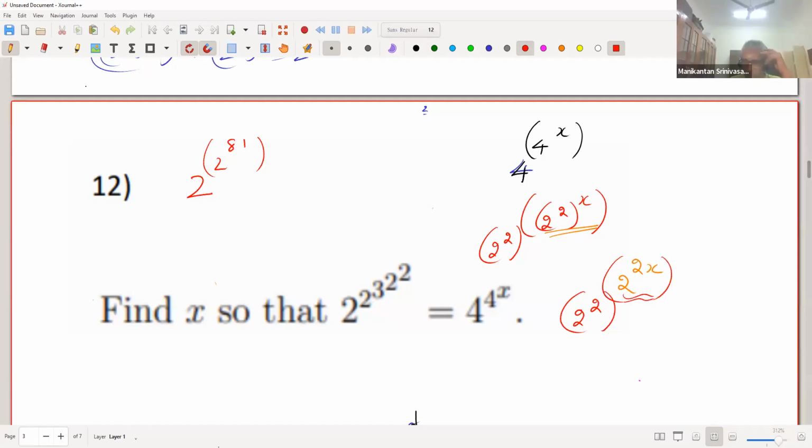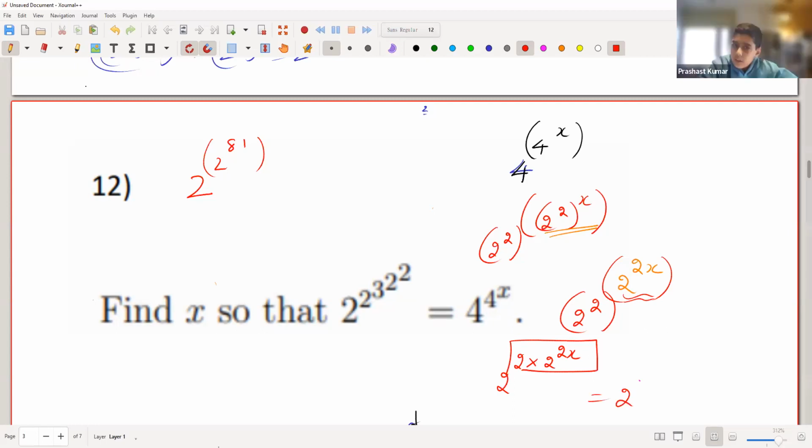And now it's again the same, 2 power a whole power b, so it's 2 power ab. So a being 2 and b being 2 power 2x, the final power is 2 into 2x. I can in fact write this as 2 power.